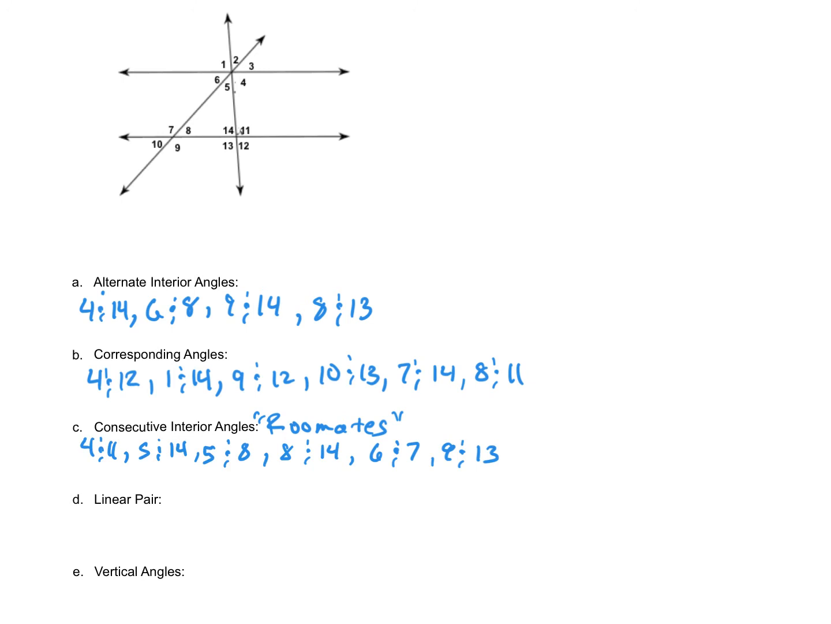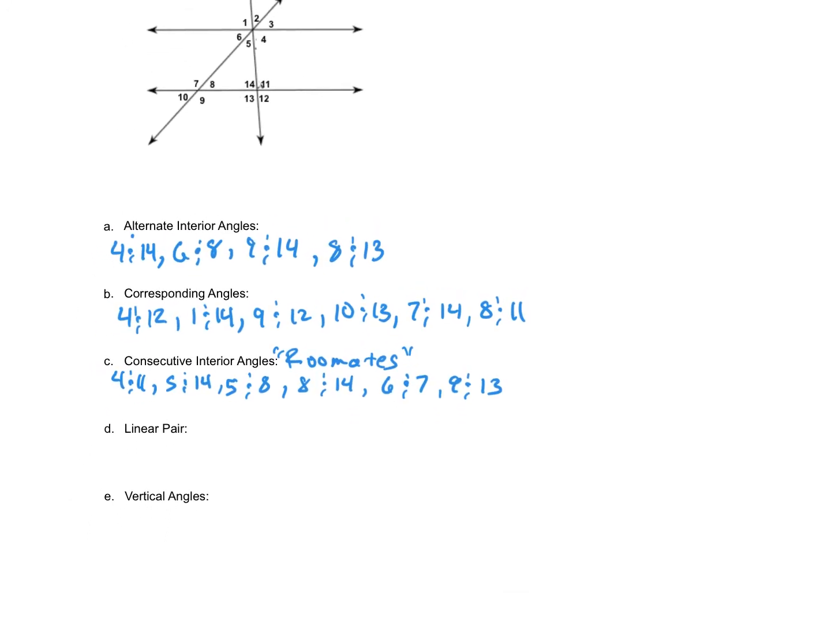Next one, linear pairs. These are 2 angles that form a straight line. So here, 7 and 8. So these 2 form a straight line. 7 and 10 also form a straight line. 9 and 8. 9 and 10, 11 and 14, 11 and 12, 13 and 14, 13 and 12.